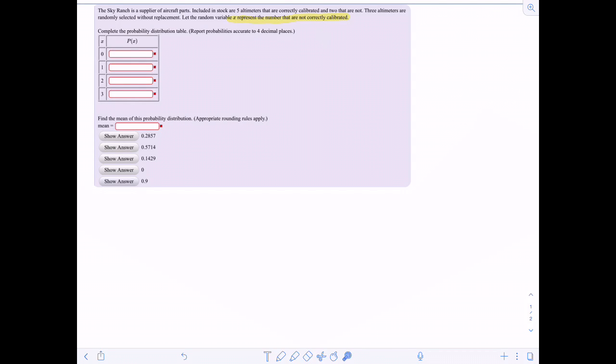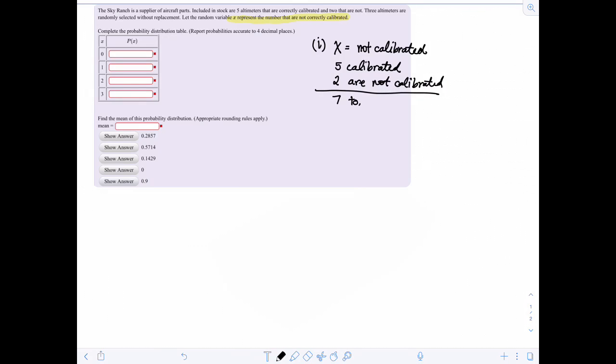So I think the first thing we need to do is write down what we really want to find. The first thing we want to note is that the random variable x is not calibrated. Another thing we want to note is that 5 are correctly calibrated and 2 are not calibrated. And so that means that we have a total of 7 altimeters.